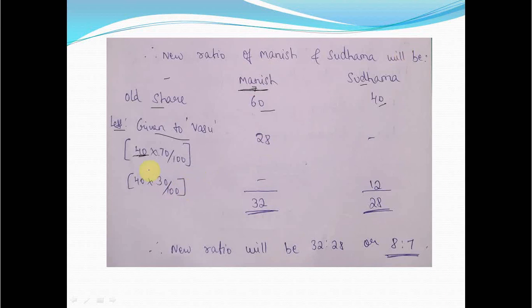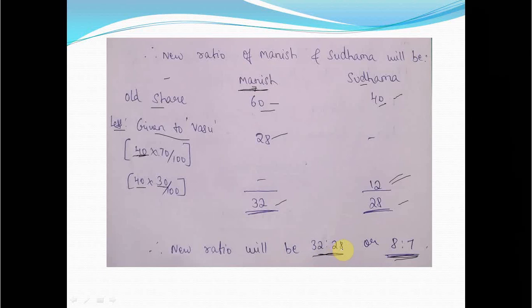Likewise for Sudama, the same thing: 40 into 30 by 100, the remaining is 30%. 40 into 30 by 100 is 12. If we deduct 28 from 60 we get 32, and 12 from 40 gives 28. So the new ratio of Manish and Sudama will be 8:7, or 32:28. Clear?